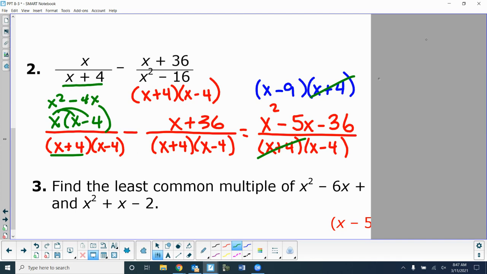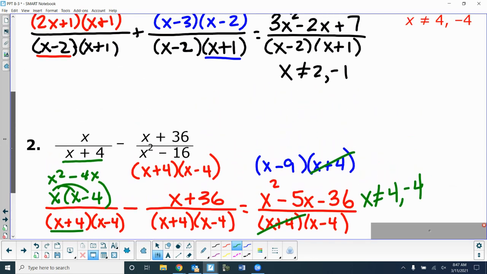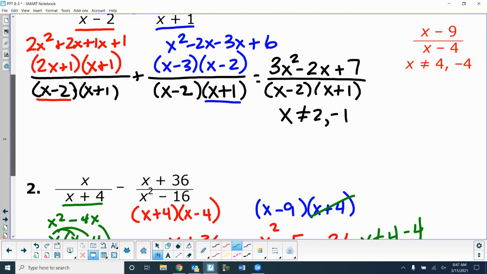What are my restrictions? 4 or a negative 4. It's way up there, I guess, huh? Because I got it down. But x cannot equal 4 or negative 4. It's up there, I think. There it is.